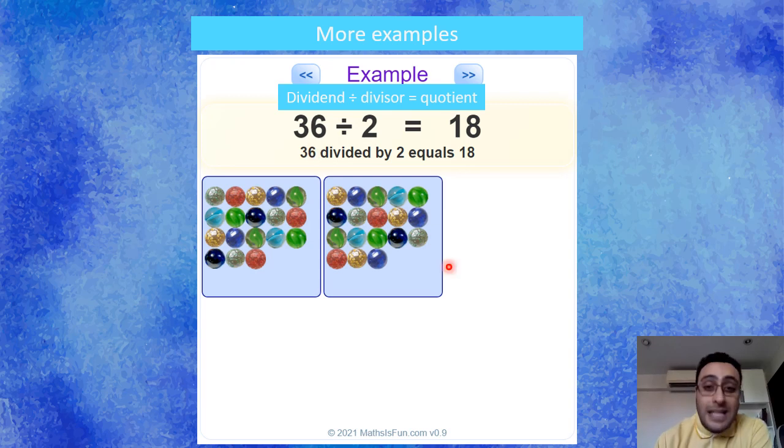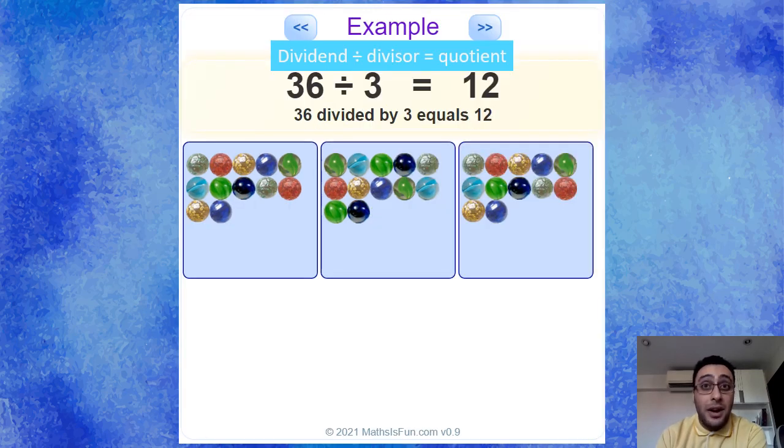Now, let's look at this picture. 36 divided by 2 equals 18. So 18, 18, right? We have these many marbles. We change it. Divided by 3, 12. So remember, divisor is the number of groups. Quotient is the number in each group.